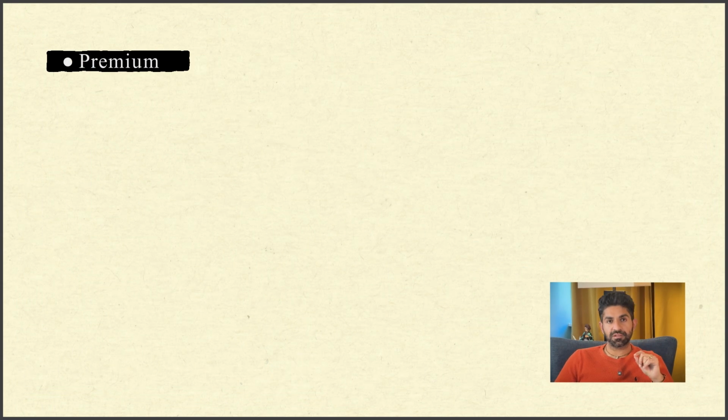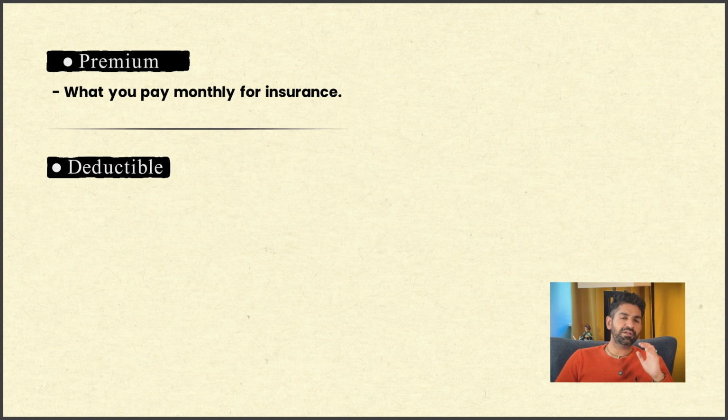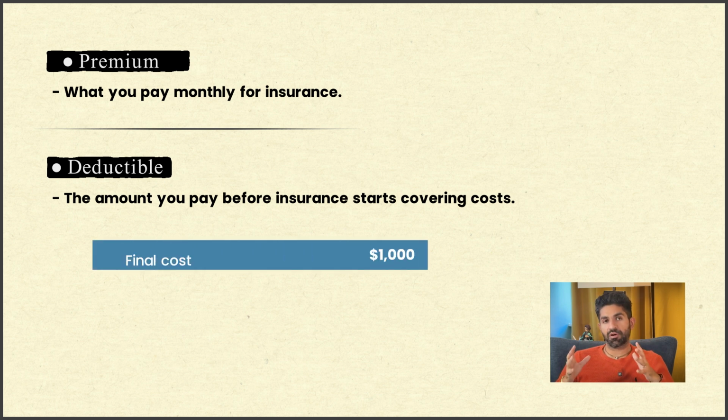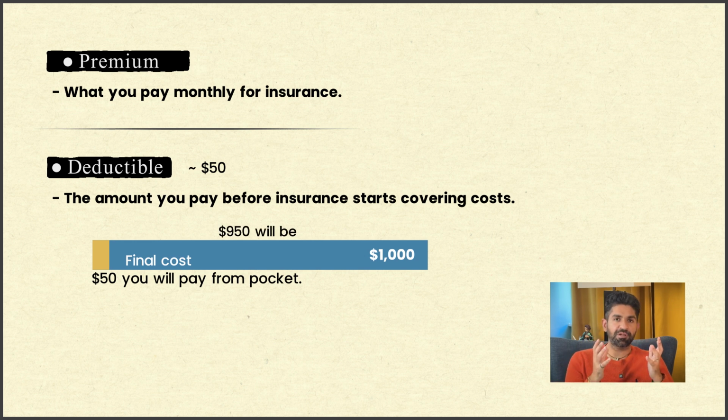What does premium mean? What you pay monthly for insurance, that's what premium means. What do you mean by deductible? The amount you pay before the insurance company starts covering the cost. So let's take an example. Deductible is something that you end up paying from your pocket. If the final cost is $1,000 and the deductible is $50, then $50 will be your deductible, and the other $950 is something that the insurance company will pay.